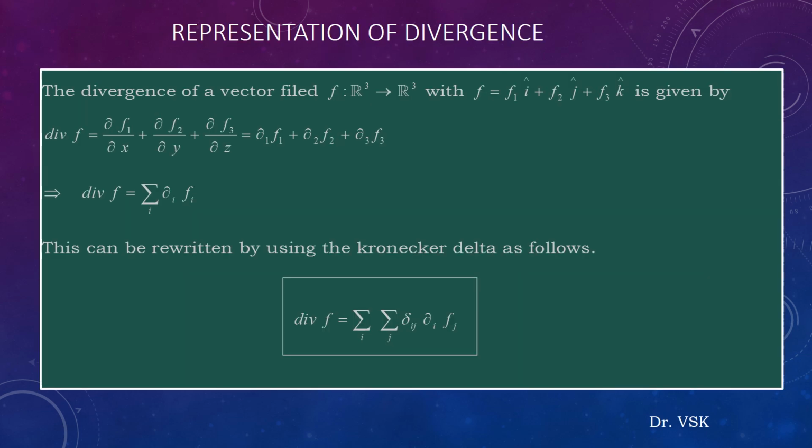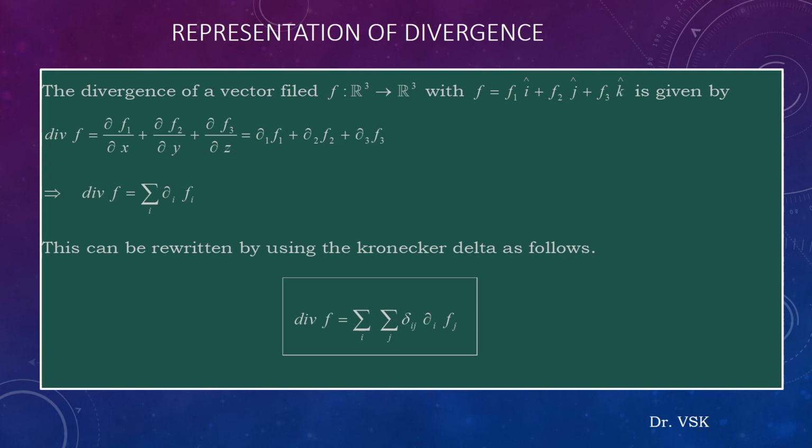I have already represented the gradient of a scalar field previously. Now let me represent the divergence of a vector field. For this purpose, select a vector field f, which can be written as f equals f1 i cap plus f2 j cap plus f3 k cap. Here f1, f2 and f3 are the component functions of the given vector field f.